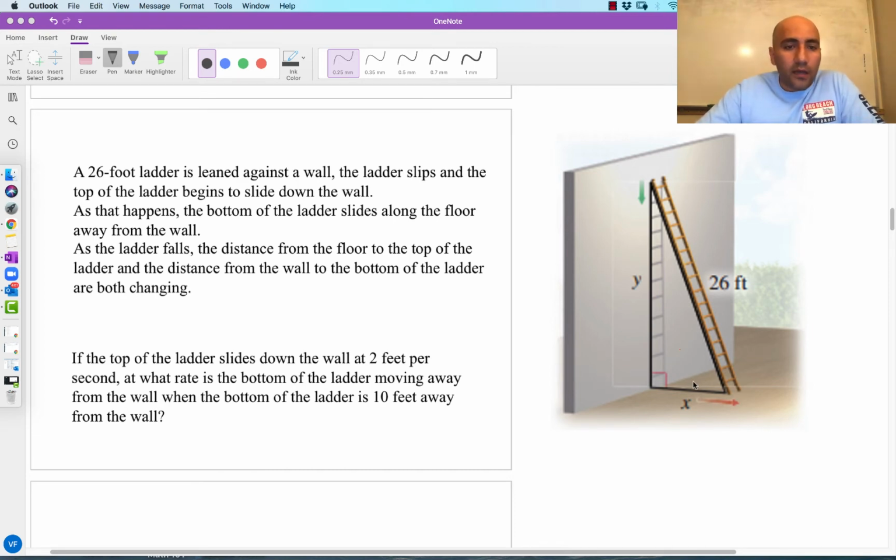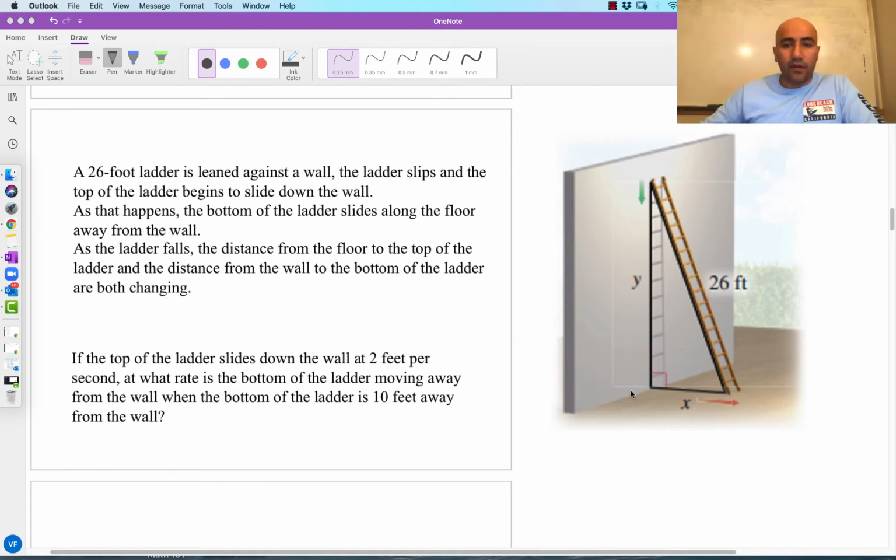Okay, so let's reread this problem. A 26-foot ladder is leaning against the wall. The ladder slips, and the top of the ladder begins to slide down the wall. As that happens, the bottom of the ladder slides along the floor away from the wall. As the ladder falls, the distance from the floor to the top of the ladder and the distance from the wall to the bottom of the ladder are both changing.